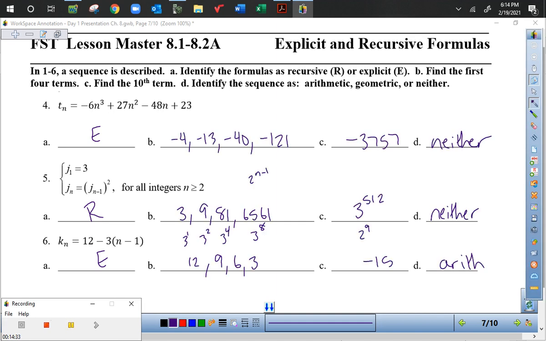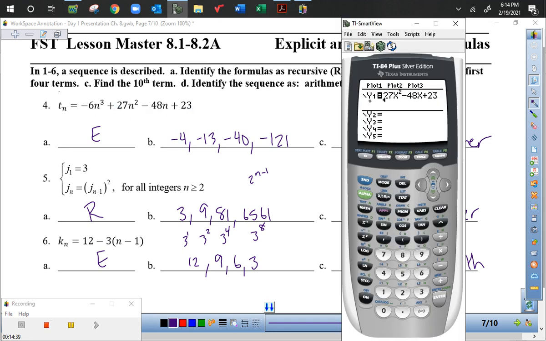Alright, folks, so the first one, because it's explicit, we want to just type it into our y equals, remember, and then go to your table to fill out your values there. Looks like I typed in something wrong.